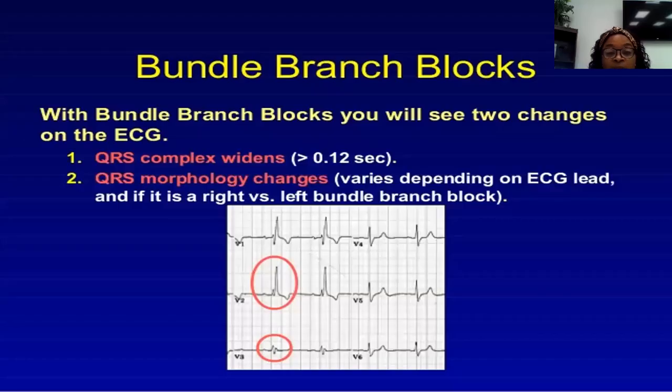With bundle branch blocks, you will see two changes on the EKG or ECG. The QRS complex is going to be widened, so it's going to be greater than 0.12 seconds. And the QRS morphology changes, and it varies depending on the ECG lead and whether it is a right or left bundle branch block.